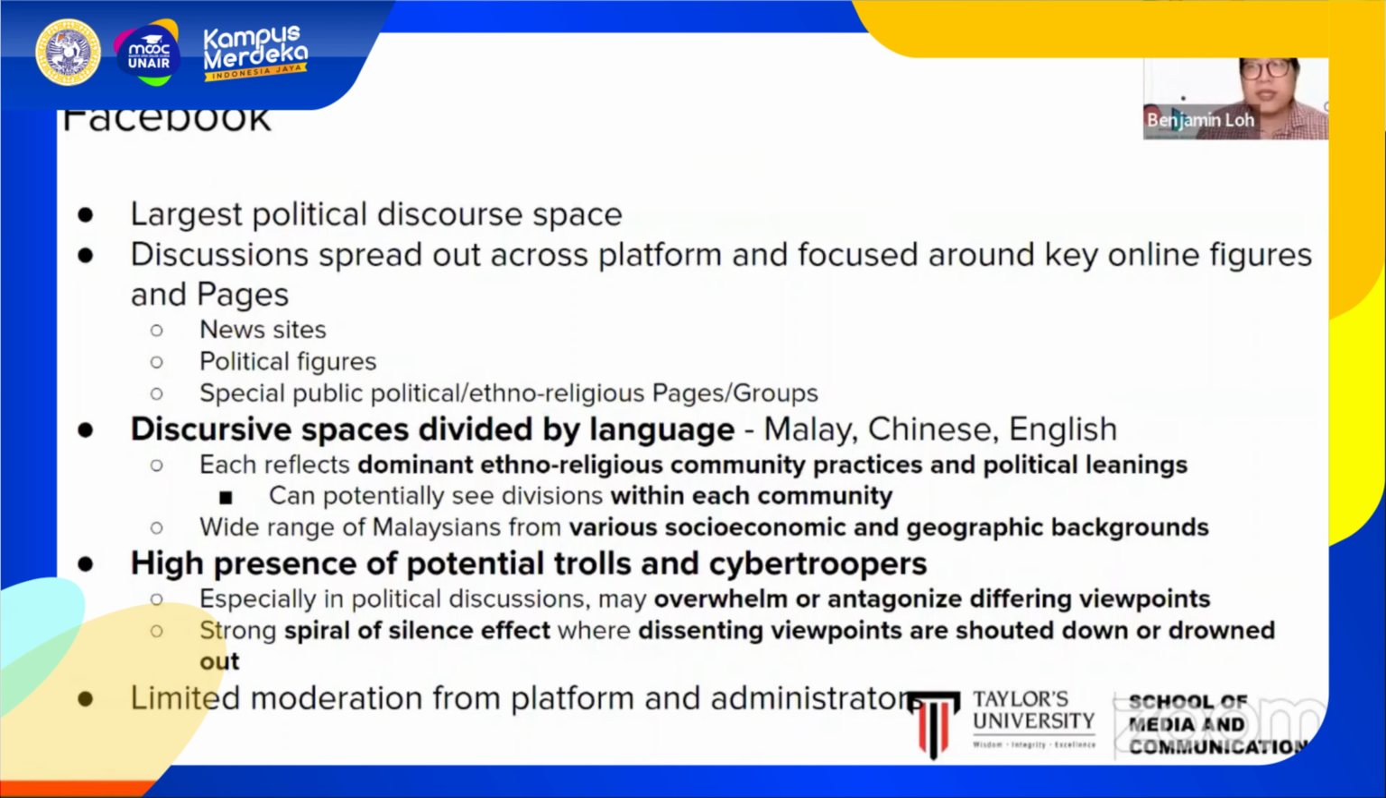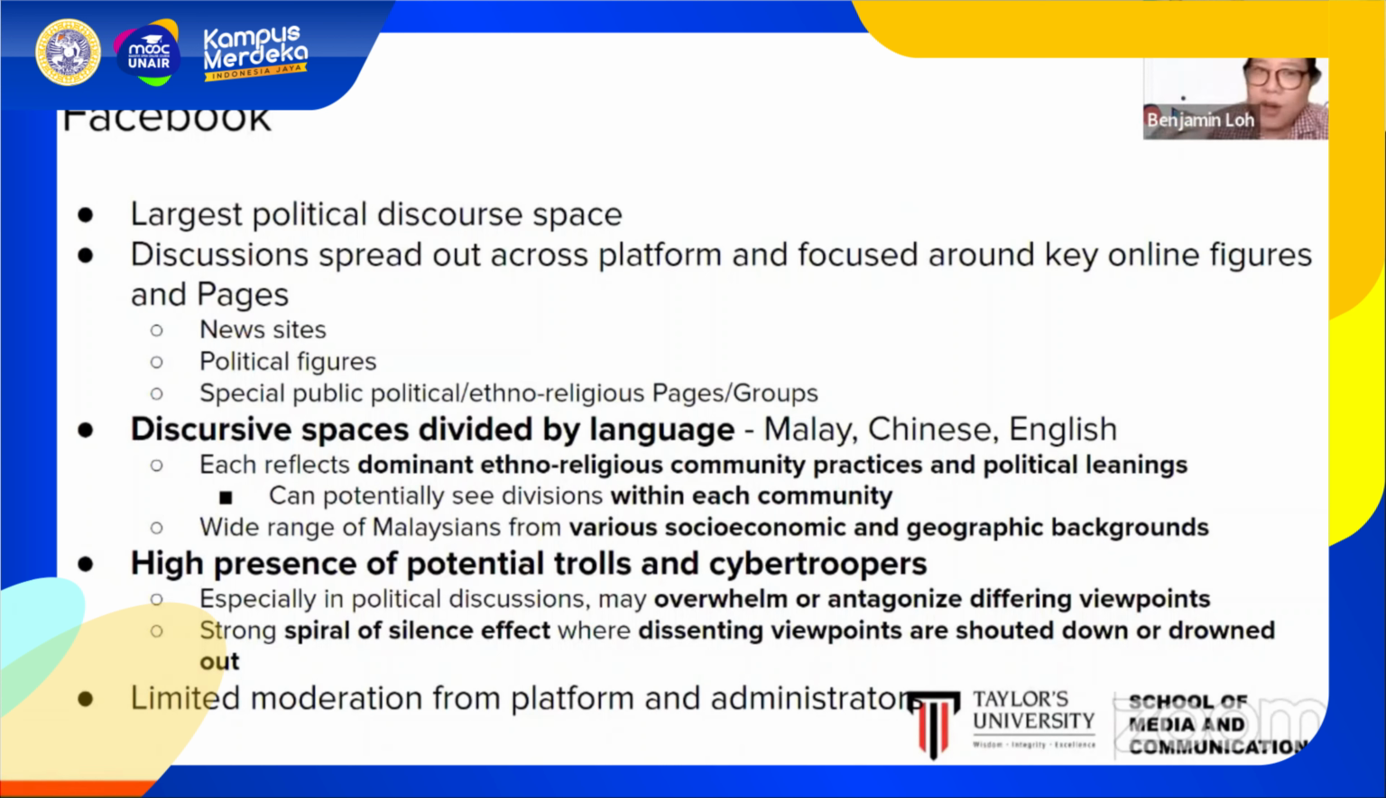But what's very interesting is that even though these communities are divided from each other, you can actually start to see what are the divisions within the community as they start to discuss things and change their views. So that's one thing that you can examine in that sense. And one good thing about Facebook is that you can see a wide range of Malaysians from various socioeconomic and geographic backgrounds. Basically across Malaysians, they all make use of Facebook. Facebook is the number one social media in the country, so this of course makes sense.